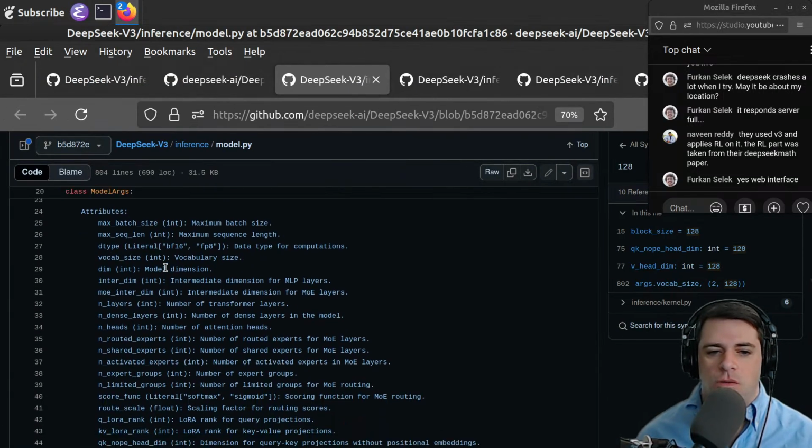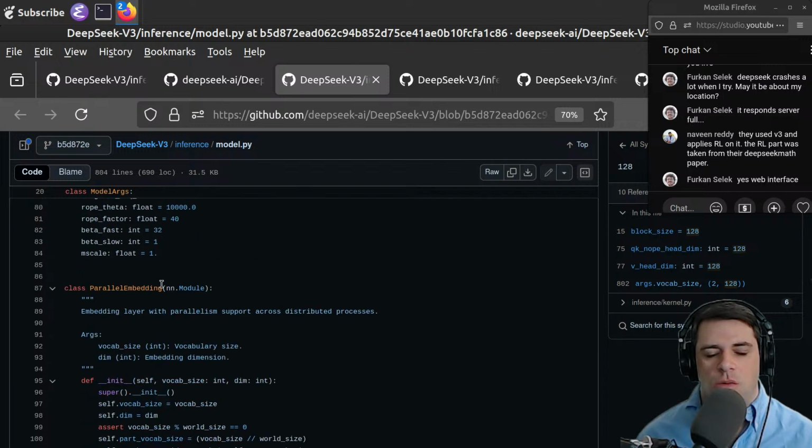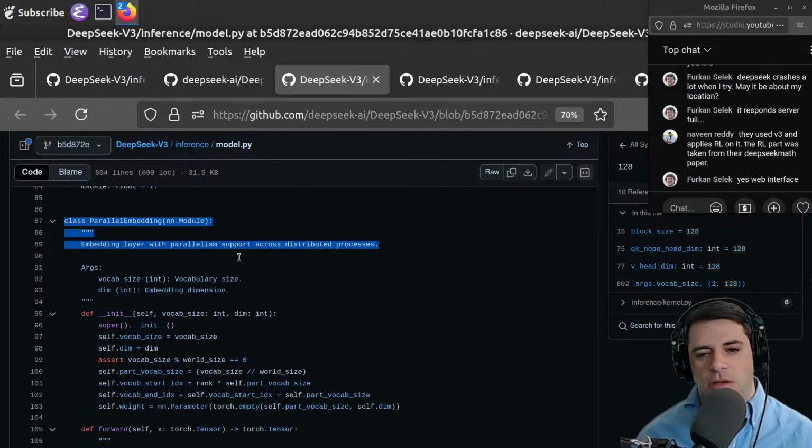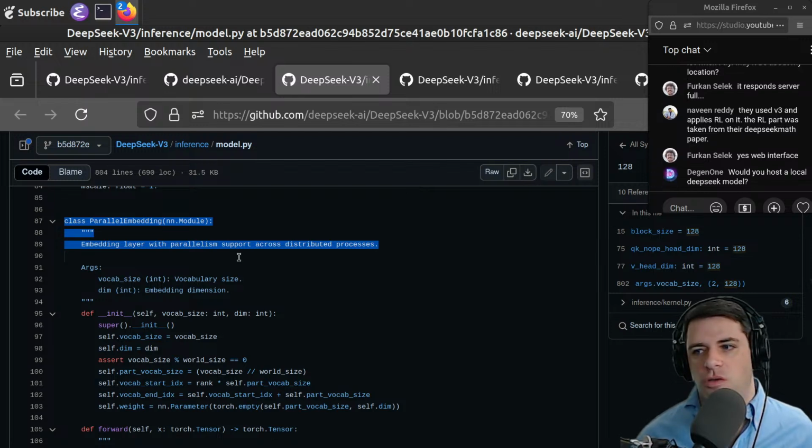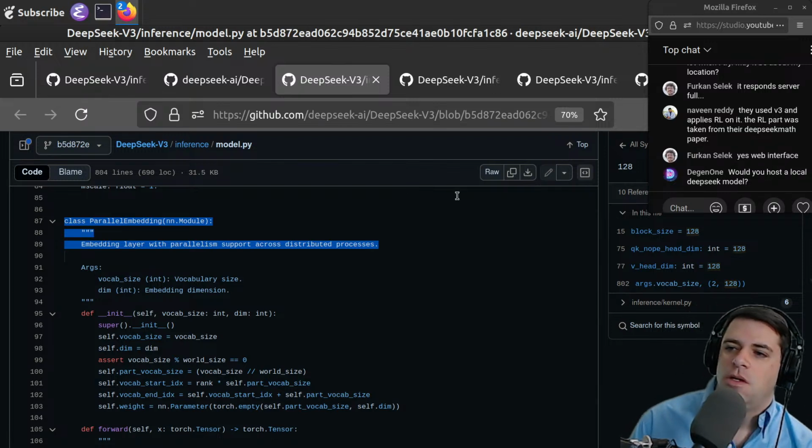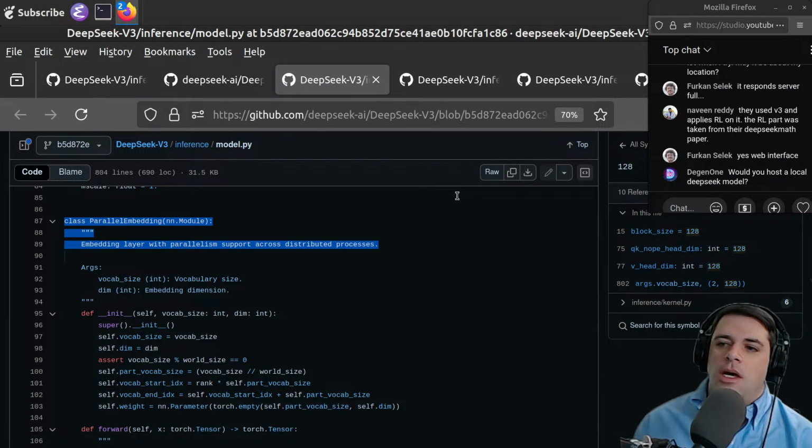Okay, so this is all just model args. We have this parallel embedding stuff. They talk in their papers about how important parallelism is. I am going to assume, would I host a local DeepSeek model? Yes, and I think we're going to get to that in a couple of minutes. Would I host a local one?